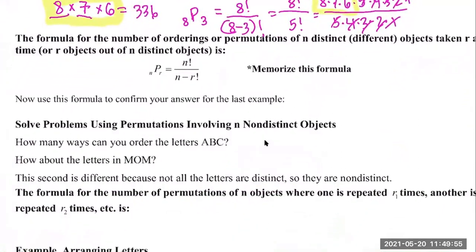Down below here, we're going to talk about the letters A, B, and C. Rather than people, we're going to talk about objects. So how many ways can you order the letters A, B, C? Actually, maybe I'll have you guys start with just coming up with what you think the answer is for that. There's 3 letters to choose from. Keep going and see if you can come up with what you think the answer is. Kind of like the 3 people.